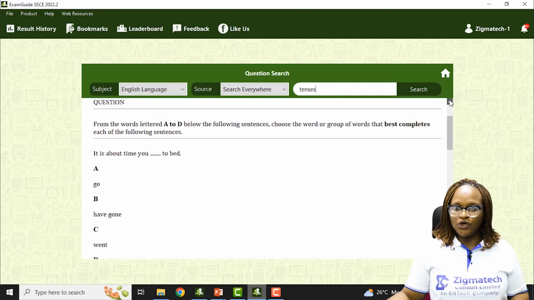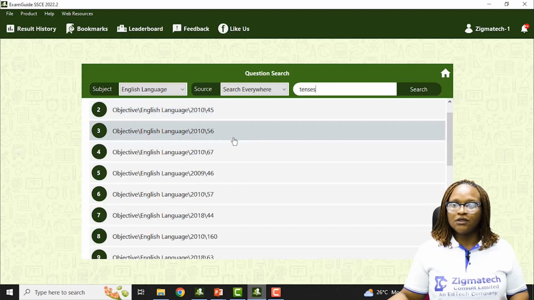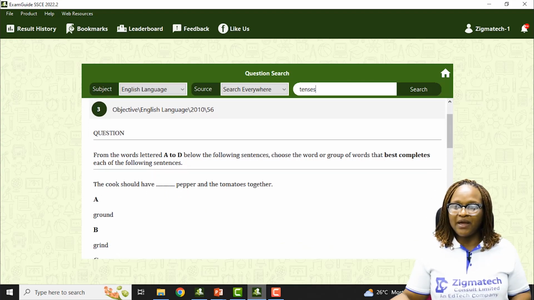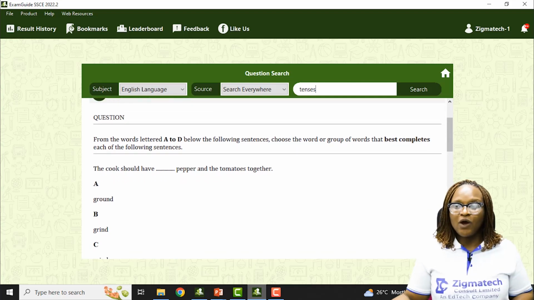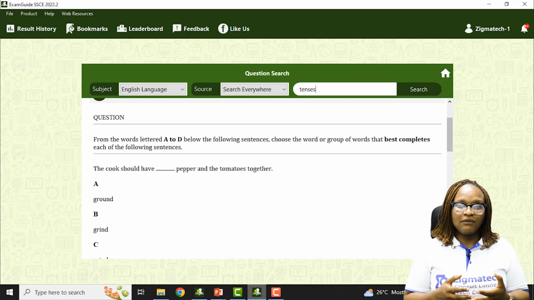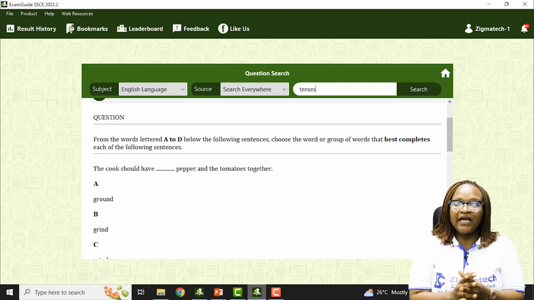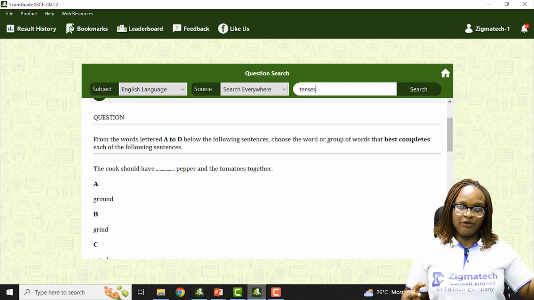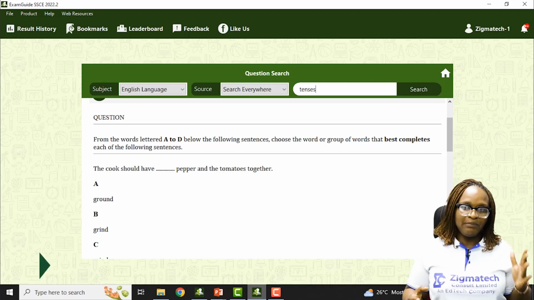Okay, let's take another one. This says, the cook should have dashed the pepper and the tomatoes together. I want to clear something. When it comes to food, you want to talk about food coming in a fine form. You say ground. You don't say grounded. Grounded is used for maybe a child who misbehaved and is to be punished, kept at home for a particular period of time.